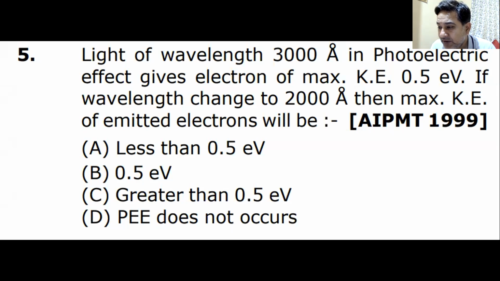Light of wavelength so-and-so, in the photoelectric effect, gives electrons of maximum kinetic energy 0.5 electron volt. This is how questions are framed. If the wavelength is changed to 2000 Angstrom unit, what is the maximum kinetic energy? Less than 0.5? 0.5 is definitely not the answer. Greater than 0.5, this is definitely not the answer. So the only two options which are possible are, again, A and D. Yes or no?